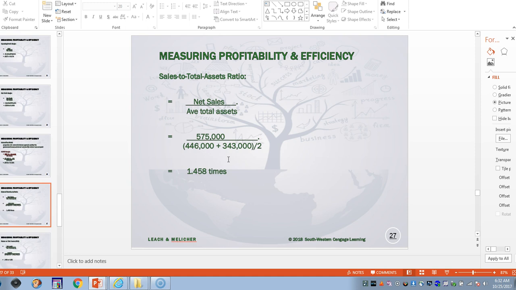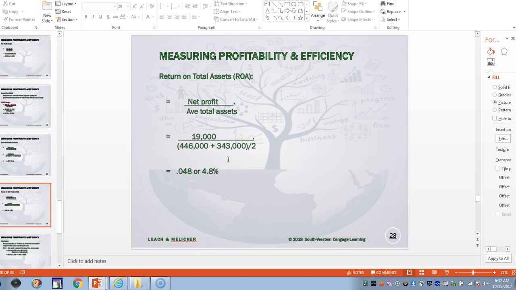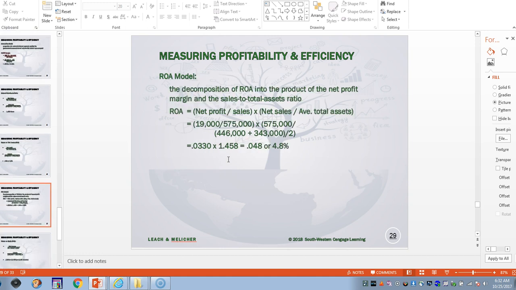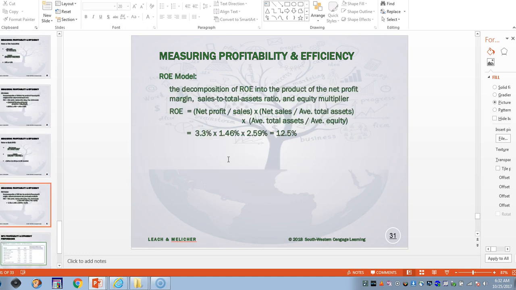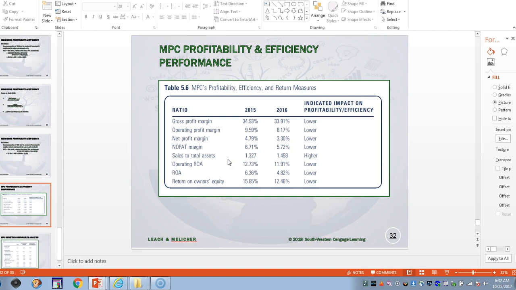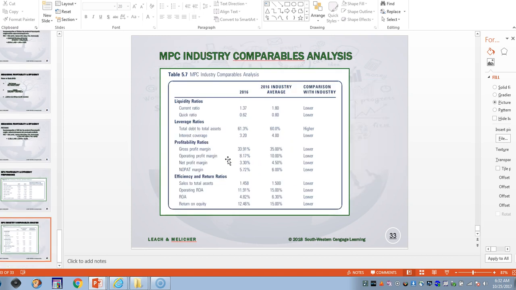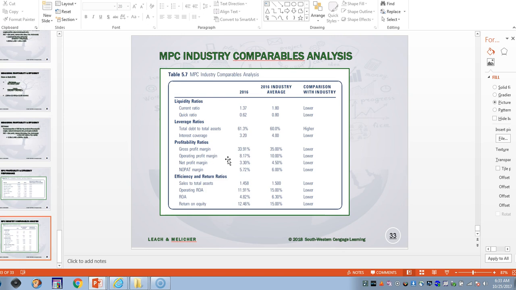And we basically have sales to total assets ratio. Okay, return on assets. You're not going to be tested on these too much. Maybe a 1 or 2, but I wouldn't go crazy worrying about every ratio. That was 330. So here's return on equity. And here's the table of the profitability ratios. And here's all the ratios shown together.